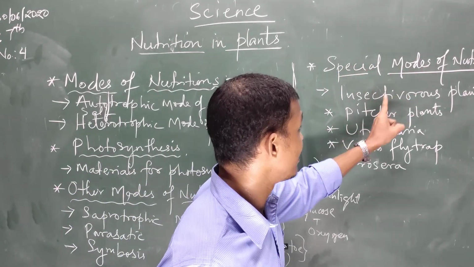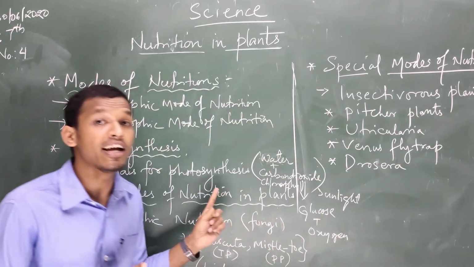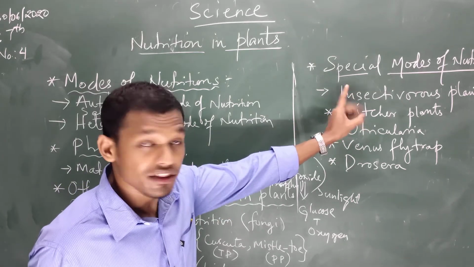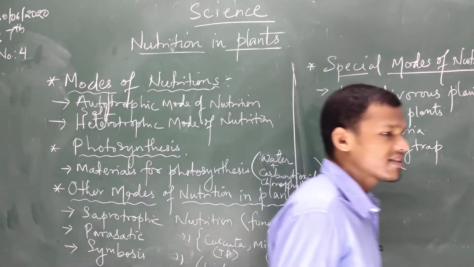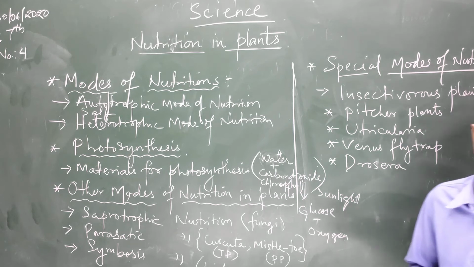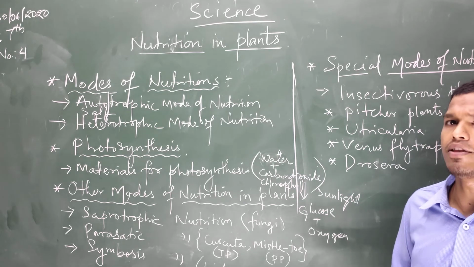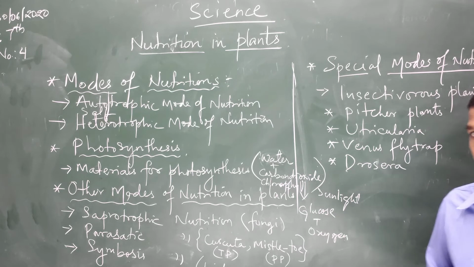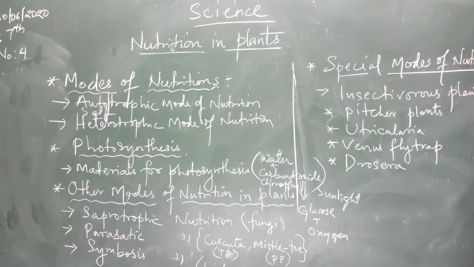This special mode of nutrition is seen in insectivorous plants. These plants require nitrogen, but carbohydrate contains only carbon, hydrogen, and oxygen. Certain plants fix nitrogen. Nitrogen is present especially in the air in gaseous form, but they cannot use this nitrogen gas directly. It must be converted into usable nitrogen. You will study this in 8th class.